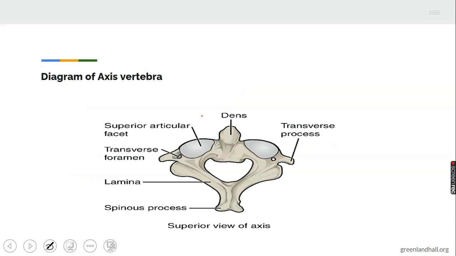That is the diagram of the axis vertebra there. We can see it. This is the transverse process. This is the neural spine. This is the articular facet.